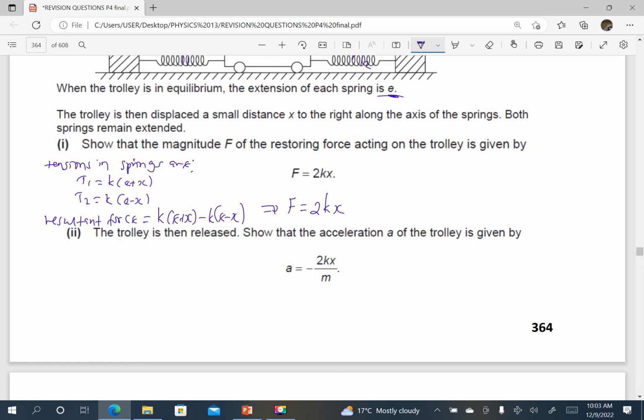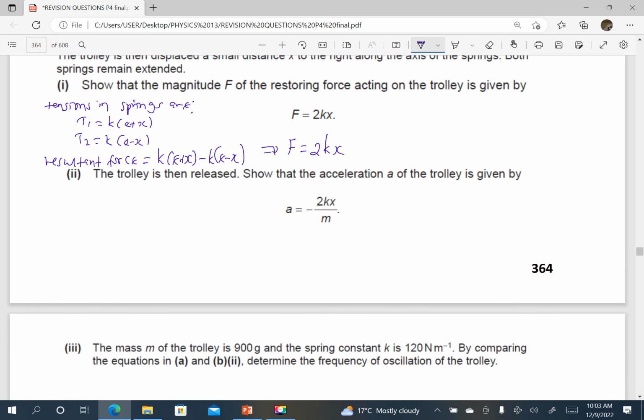The trolley is then released. Show that the acceleration of the trolley is given by that expression. By Newton's second law, the resultant force F is equal to mass times acceleration, and the force is going to be equal to negative 2kx. We explain the minus: the minus sign indicates that the force is in opposite direction to displacement.